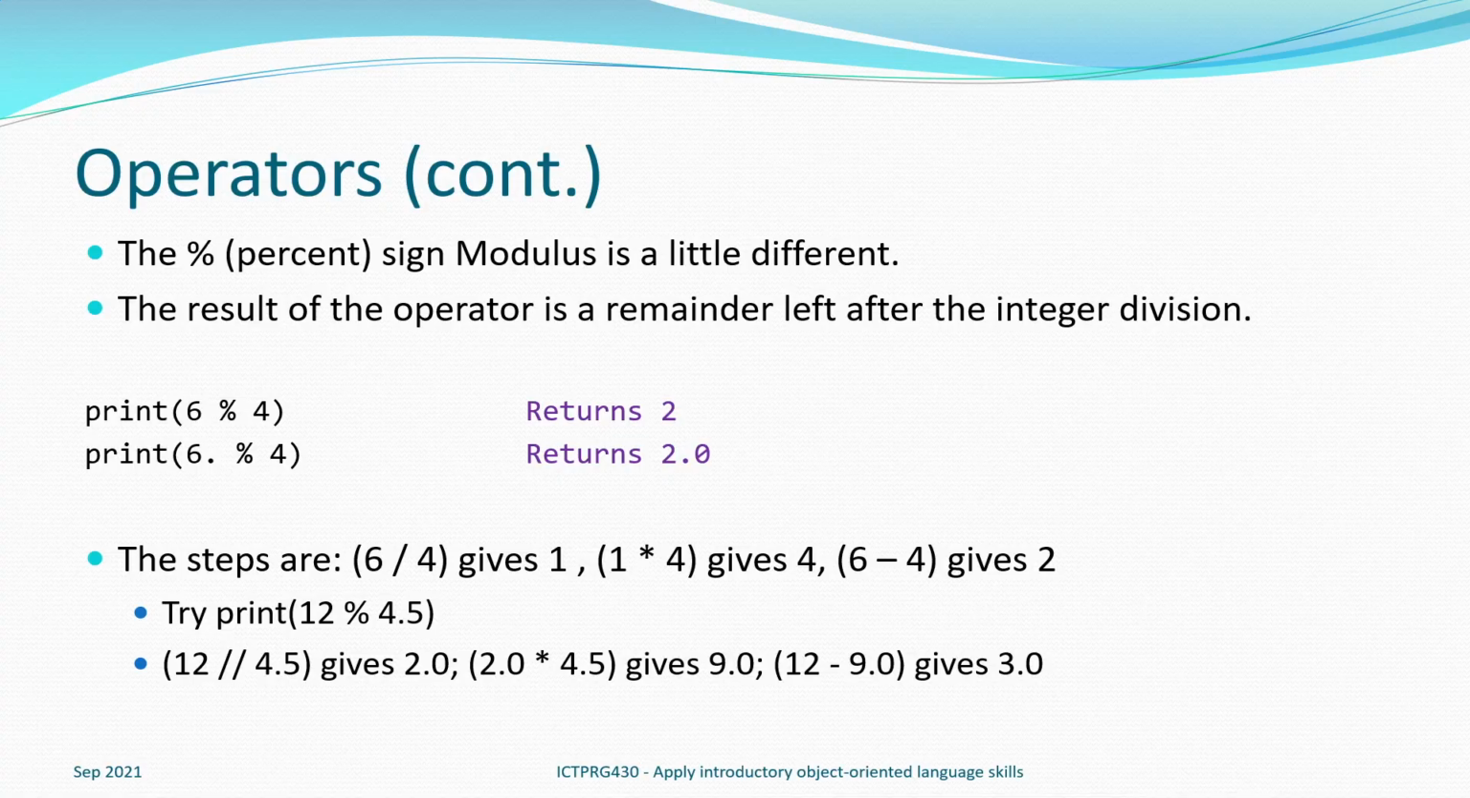So 12 floor division 4.5 is 2, which is 9. 2 times 4.5 is 9. 12 minus 9, remainder is 3.